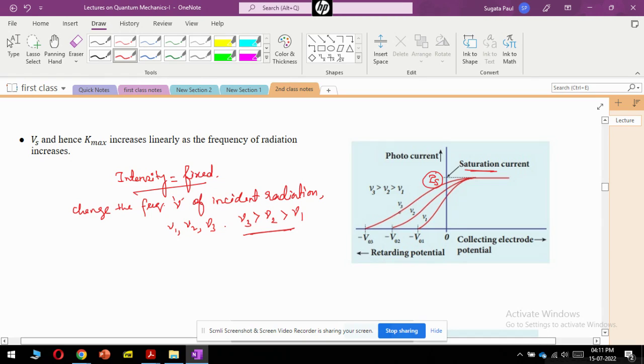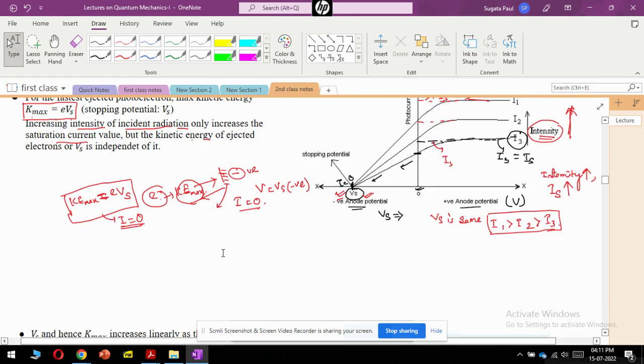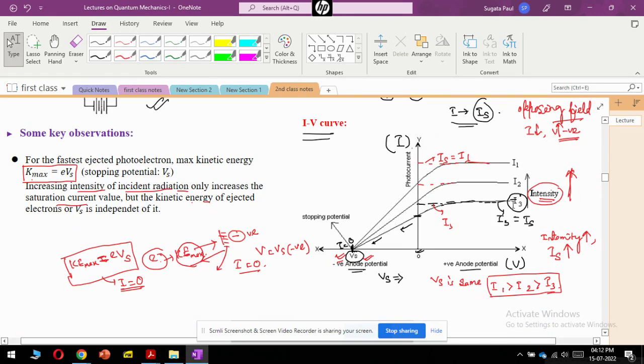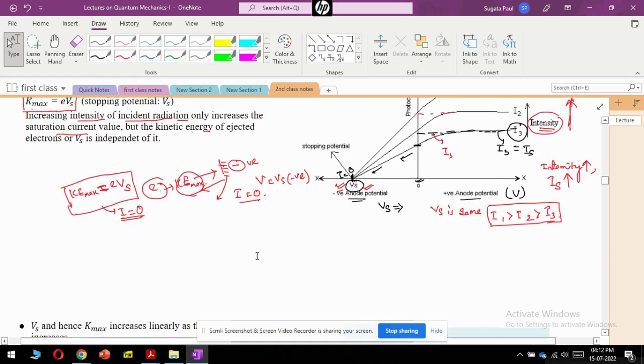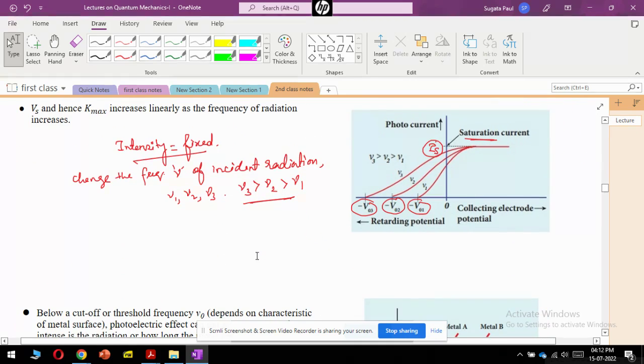Changing the frequency does not change the saturation current value. What it does instead is that it changes the stopping potential value, which was constant in the previous case, if you remember. These two cases are exactly conjugate of each other. When we are increasing the intensity, we see only the saturation current value increasing, right? But the stopping potential or the kinetic energy of electrons remains the same. But when we keep the intensity fixed and change the frequency of the radiation, then the saturation current value remains fixed and the stopping potential value changes.